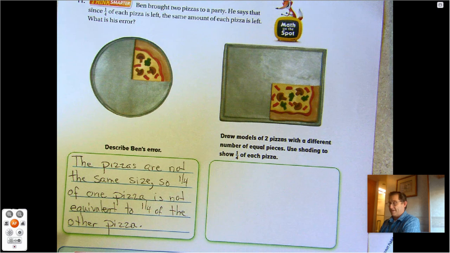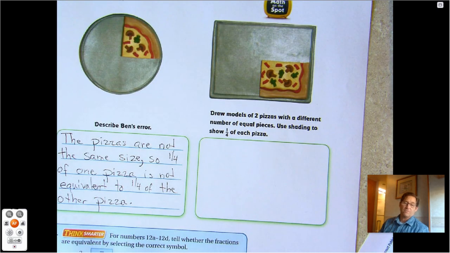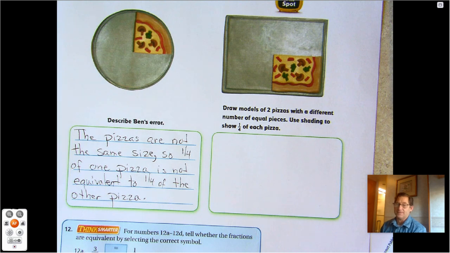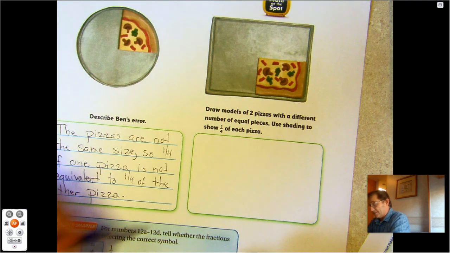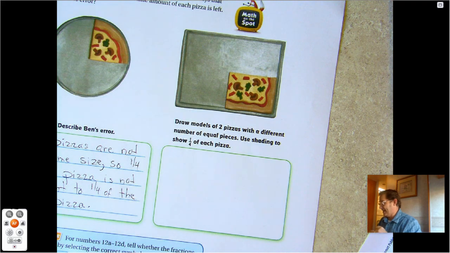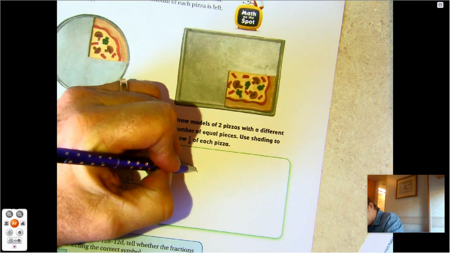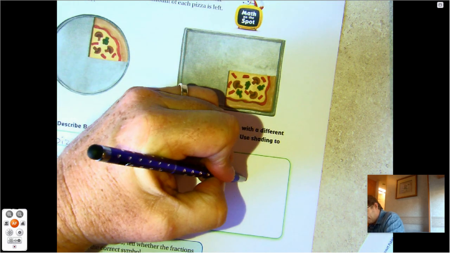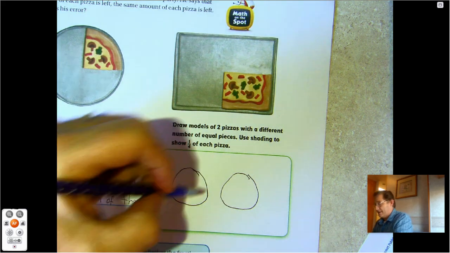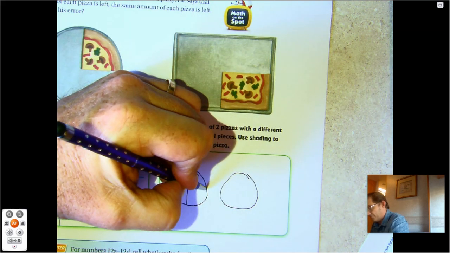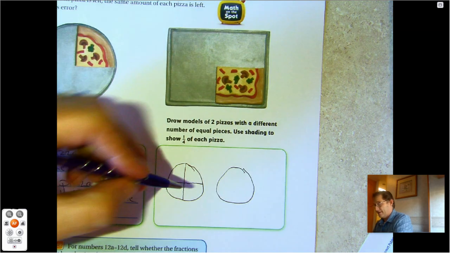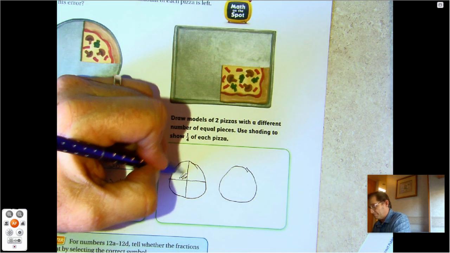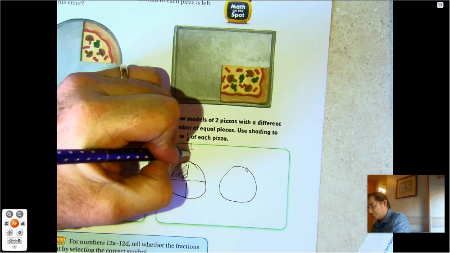All right, so since the pizzas are not the same size, 1/4 of one pizza is not equivalent to 1/4 of the other pizza. So now we need to draw 2 models of pizzas with a different number of equal pieces, and then use shading to show 1/4 of each pizza. Okay, so we're going to have 2 circles as closely as we can get. Okay, and the first one, I'm going to have 4 equal sections, and I'm going to shade 1/4. Okay, so that model is 1/4.